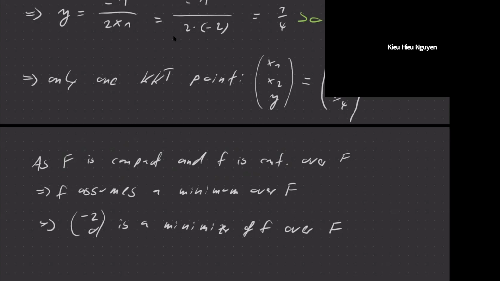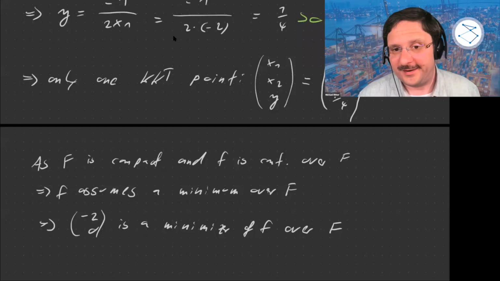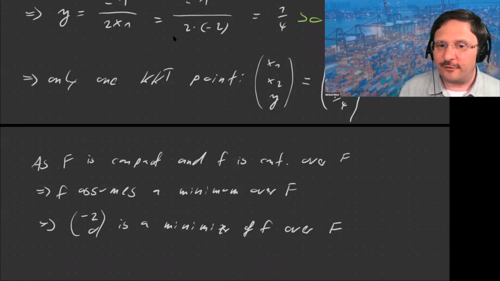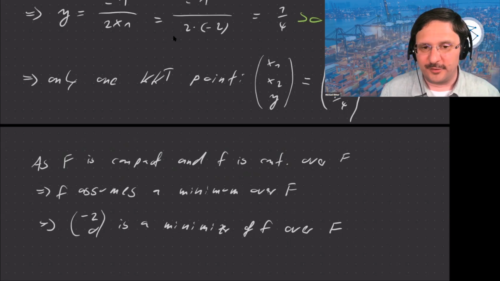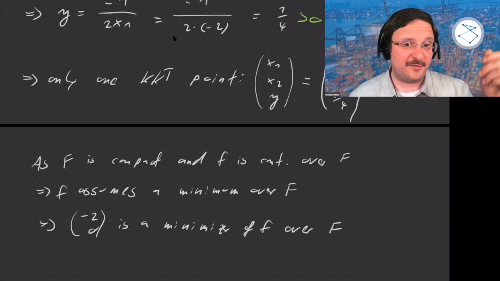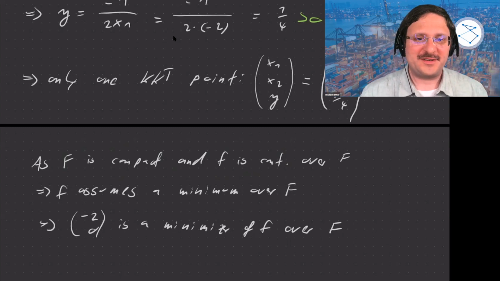So maybe the student asked the same question. How would it differ if we were to take the maximum instead of the minimum? But I think you've already explained. Yeah, but basically the KKT conditions are formulated for minimization. And of course, you could easily reformulate that. You know that one from linear programming from your first semester, hopefully.